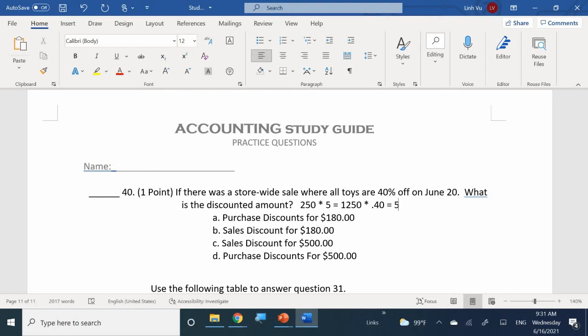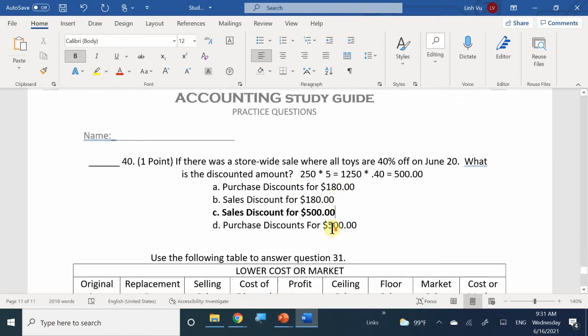Okay, which gives you $500. So in this case, sales discount for $500 is correct. Okay, we're not looking at purchase discounts, right? We're looking at sales discounts, right? Excellent. And we're not looking at what it cost me, right? We're looking at what we sold it for. So the sales discount is for $500. Okay.